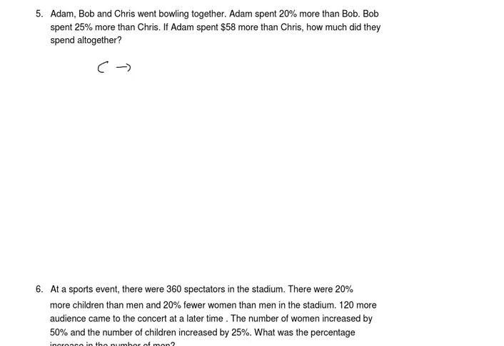If Chris is 100 units, and you know that Bob spent 25% more than Chris, how many units did Bob spend, Danish? 125 units, right? This one we don't need to use much calculation, it's quite straightforward. Okay, and for Adam, you know that Adam spent 20% more than Bob. So, how many units did Adam spend, Shen Wei? Use your calculator, I'm not stopping you.